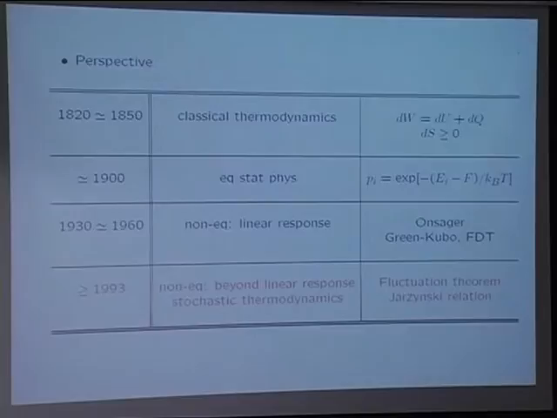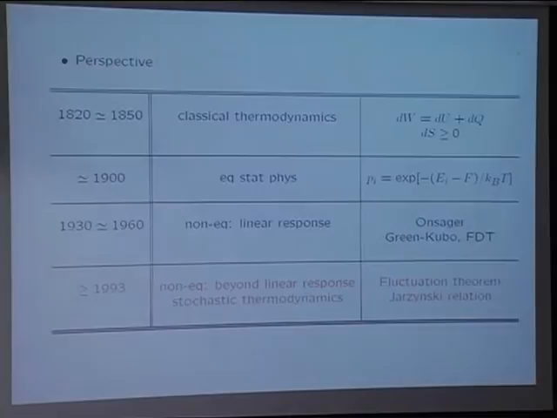Now, as I said, thermodynamics had two parts. One dealt with transformations, which do not necessarily have to be slow, but for small deviations from equilibrium, again, there is a systematic theory called linear response theory, which goes by the names of Onsager, Green, Kubo, and the fluctuation dissipation theorem, and we have already heard a little bit about this. But otherwise, there were no generally applicable results beyond that linear response regime.